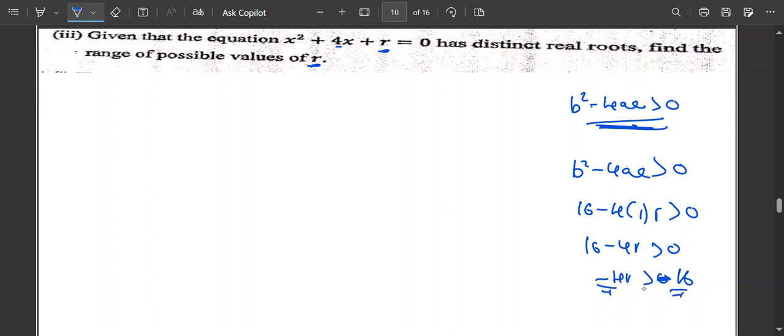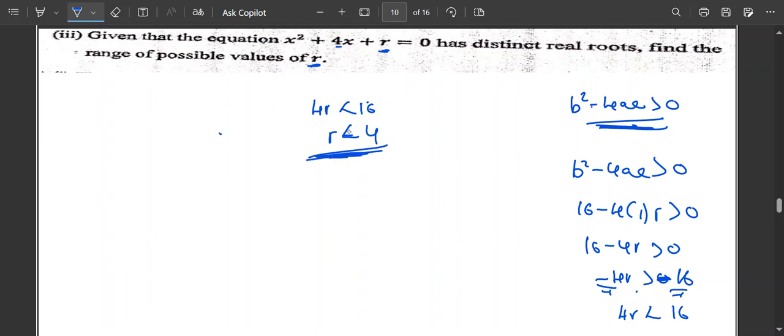So the moment you divide throughout by a negative, this sign will change because it was representing something. So that will be 4R, okay, then it will be 16. So what you are going to do here is we'll say now 4R is less than 16, like that. So divide throughout, that will be R is less than 4, like that. So this is the answer that you are supposed to get.